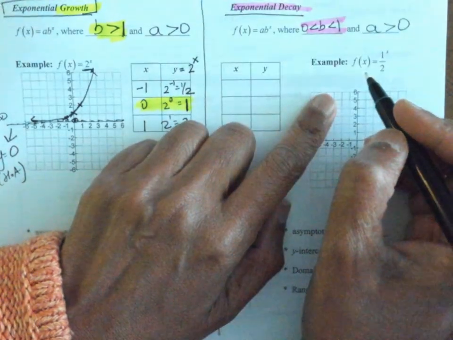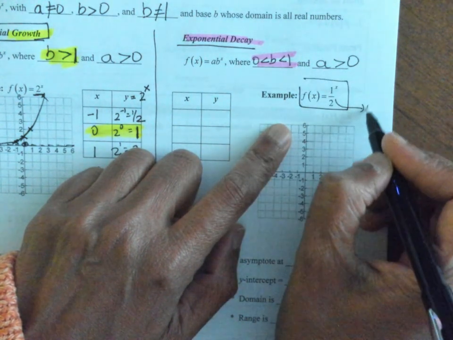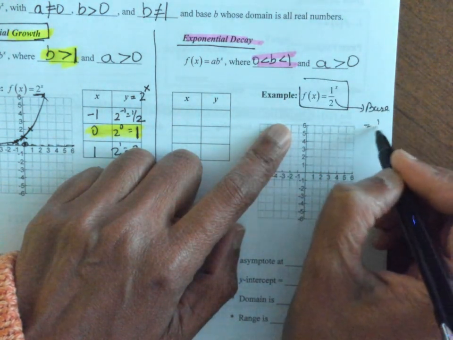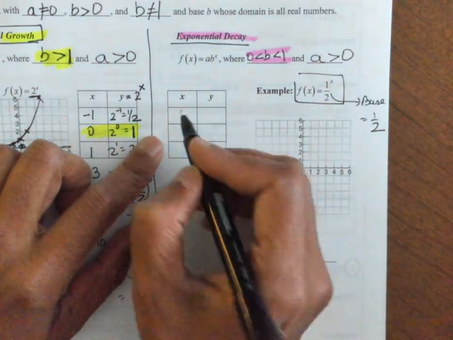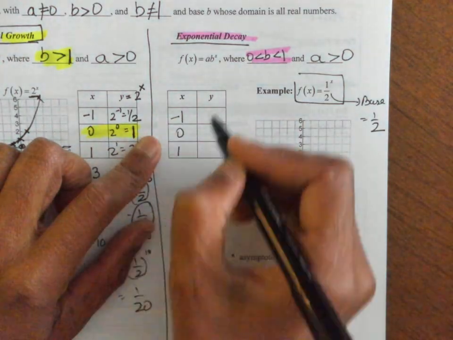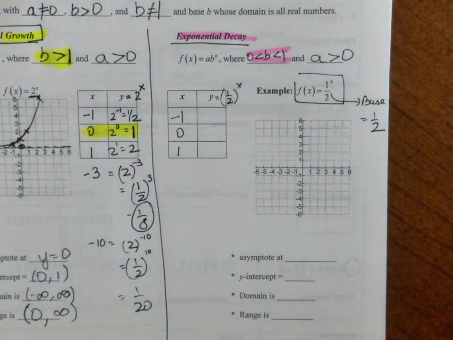So this is my exponential decay. Why? Because my base is half. So you're basically reducing the value by half every time. So let's go ahead and take some values, 3 values, -1, 0, 1, and see what happens. y equals half to the power of x.